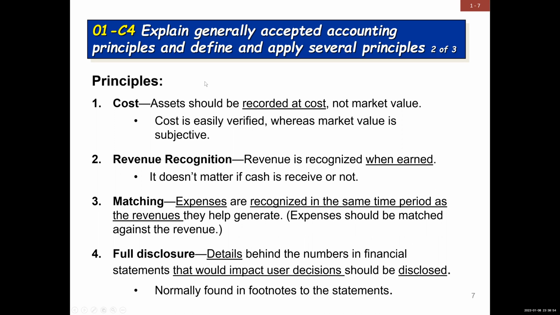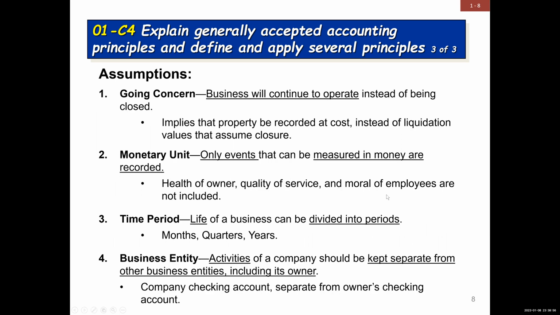In addition to the 4 principles, we have 4 assumptions. One is called the going concern assumption. It's pretty easy. It just says that businesses will continue to operate instead of being closed. That implies that when you record your property at cost, you're going to keep it at cost. It's not liquidation value because you're not going to sell them. You're going to use it. Let me give you a good example here. Let's say that you have an old company and you bought this building back in 1900 for $50,000.